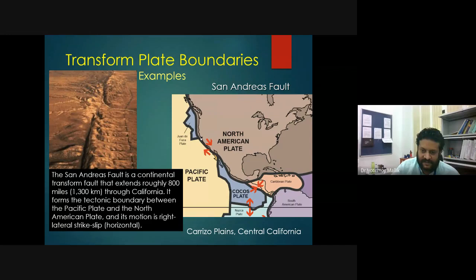So the San Andreas Fault is a continental transform fault that extends roughly 800 miles, 1,300 kilometers, through California. It forms the tectonic boundary between the Pacific plate and the North American plate. Its motion is right lateral strike slip. Okay, so you have learned another important term here, right lateral strike slip and left lateral strike slip. I will tell you what that is in a moment.